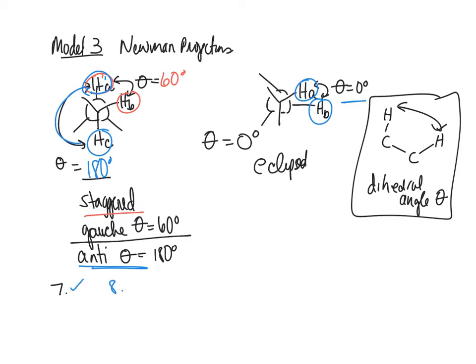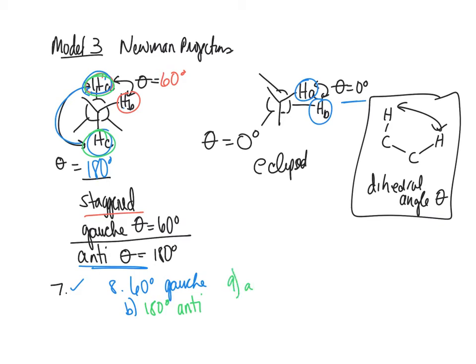Okay, number 8. What is the dihedral angle between HA and HB? So between HA and HB, did you circle 60? Is this gauche or anti? That would be gauche. Okay, 60 degrees. What about B? What is the dihedral angle between HA and HC? Did you circle 180? Did you circle anti? Okay, number 9.